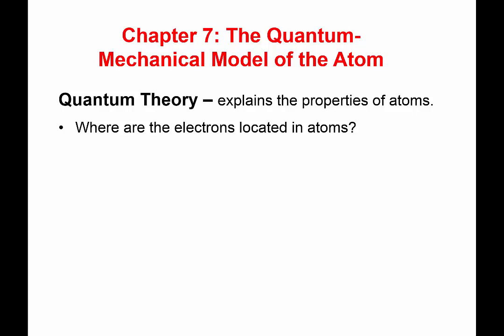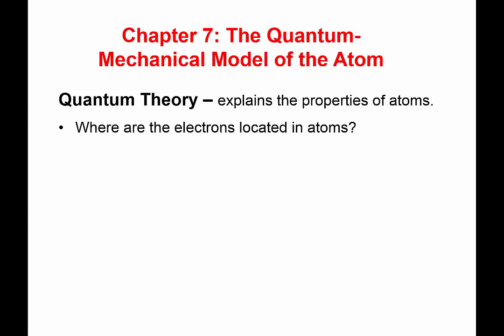This is going to be the first lecture from Chapter 7, and we're moving on now to the study of the atom. In particular, we want to understand where the electrons are located in an atom. So we learned before that the electrons are located outside the nucleus of the atom, but we want to understand in more detail what exactly those electrons are doing.